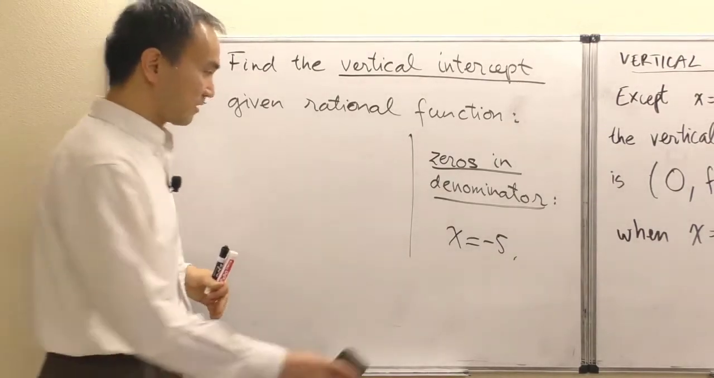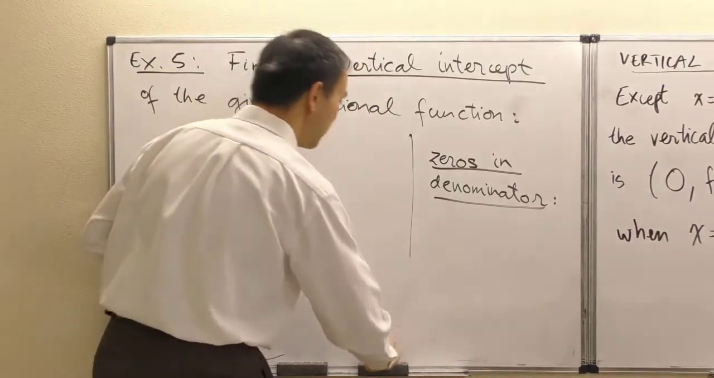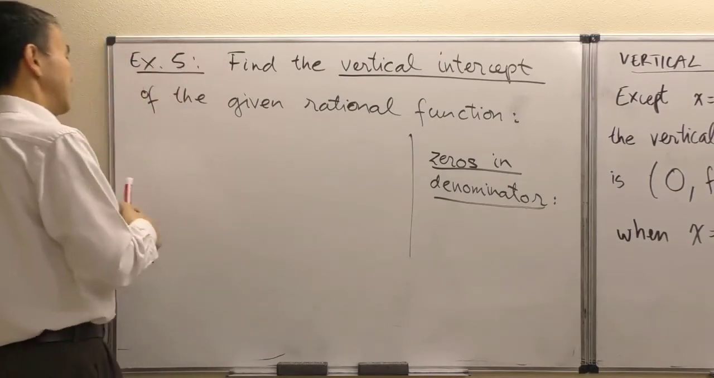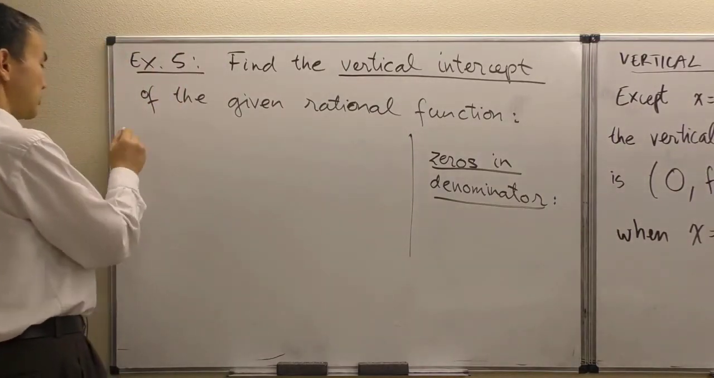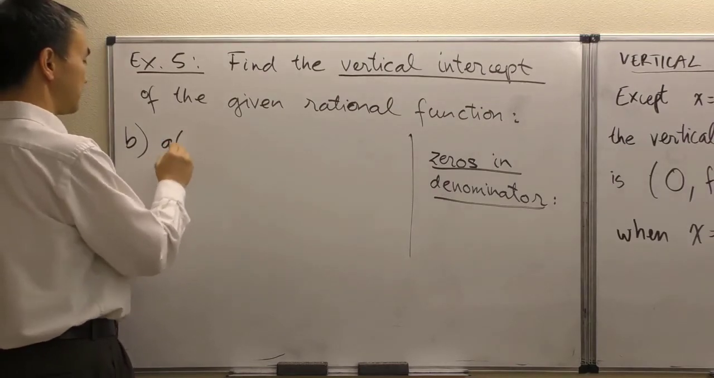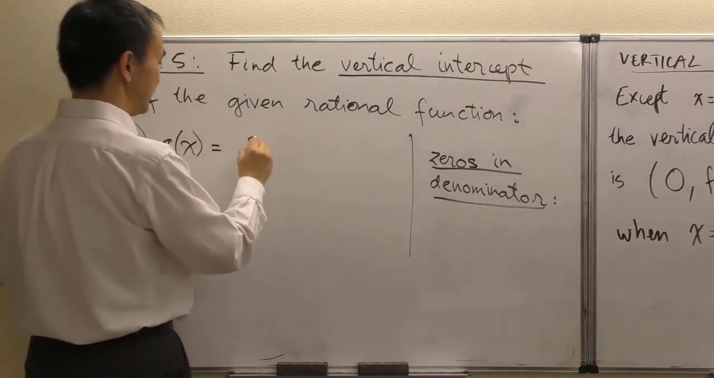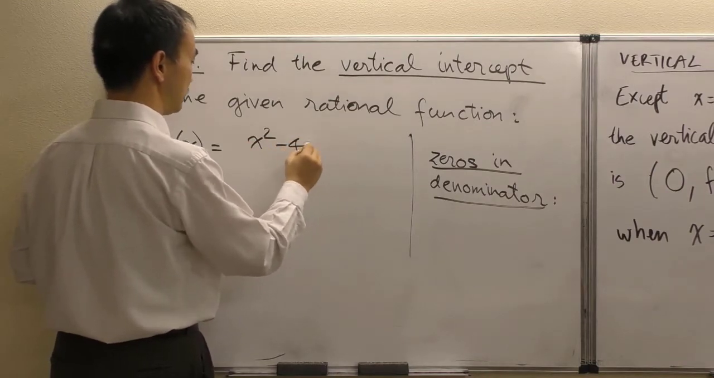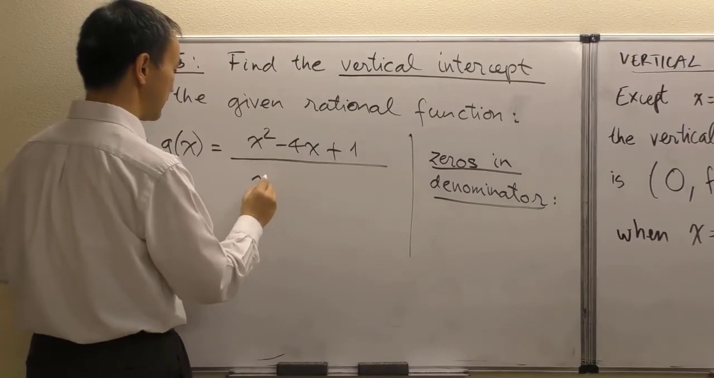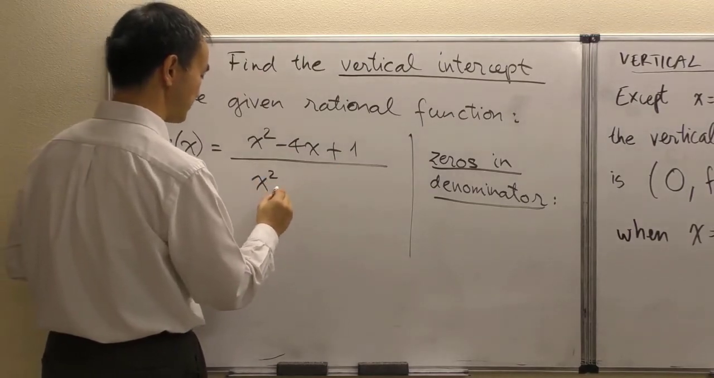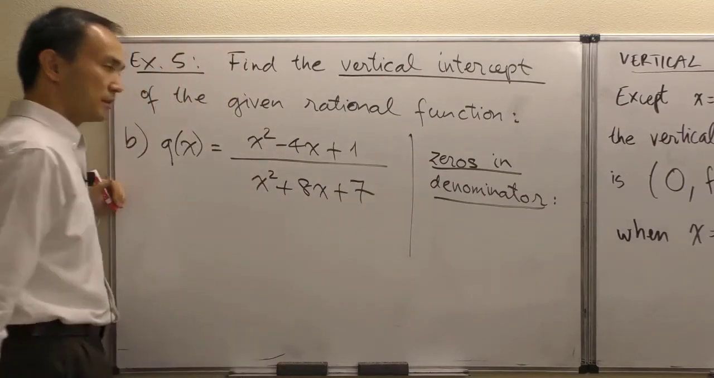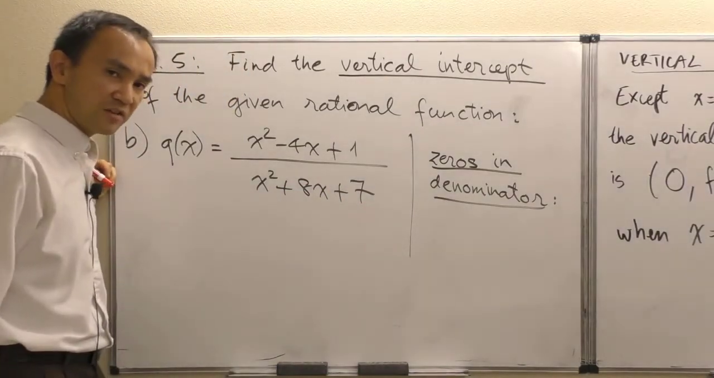That's all there is. So I'm going to keep this list right here because I'm going to throw in some other list. So part B, let's look at q of x equals x squared minus 4x plus 1, and I'm dividing that by x squared plus 8x plus 7.